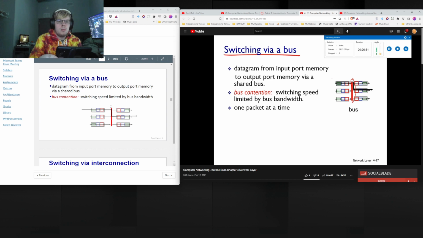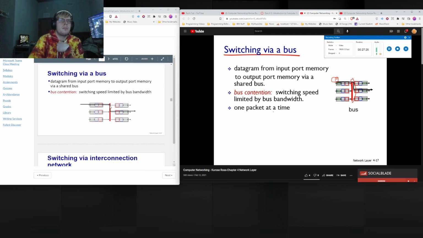Suppose packet 1 arrives and sees that another packet is being transmitted on the bus. This packet will not be transmitted unless and until the packet before it is transmitted fully to the output port. In this scenario, the packet which has arrived now will have to wait and be queued up. Because every packet must cross the single bus, the switching bandwidth of the router is limited to the bus speed. So again, switching is limited by the bus bandwidth, and that is one packet at a time can cross the bus.